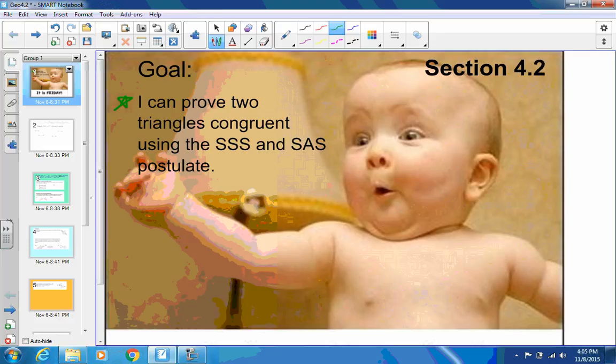If you're wondering about the picture, I just thought it was a cute picture of a baby. So that's why it's there.